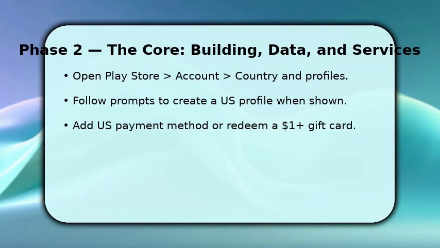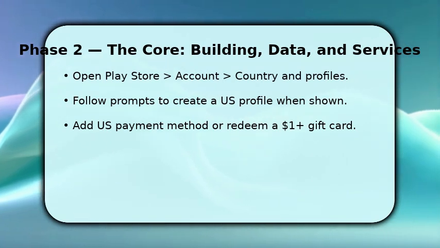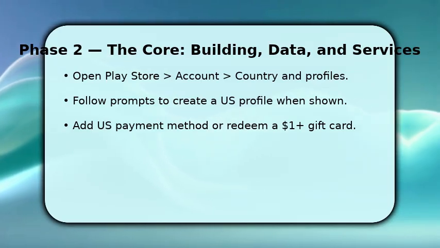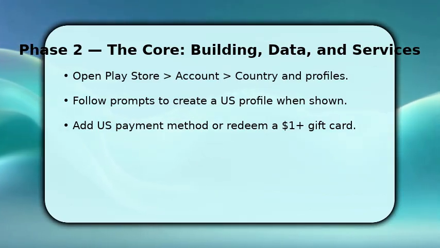With VPN active to a US city, return to Play Store and open Account Country and Profiles. You should see a US option. Tap to create a US profile, then follow the prompts to accept terms and add a US payment method. Use a US credit, debit, or redeem a Google Play gift card balance.